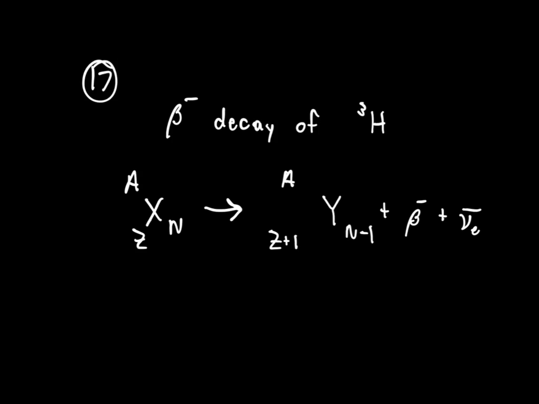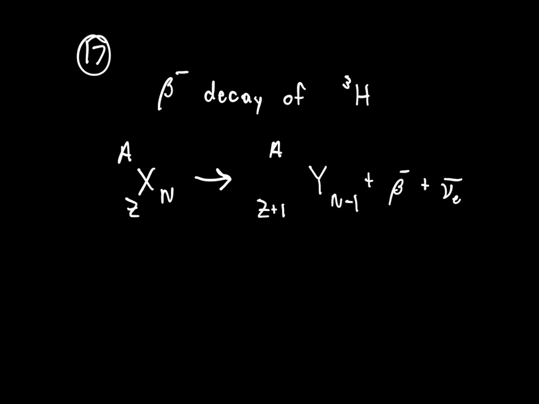So here we have beta decay of H3. So I have H with a 3 up top. That 3 tells me the total number of protons plus neutrons. How many protons are in hydrogen? 1. So how many neutrons are in this version of hydrogen? 2. Because I need 2 plus 1 to give me 3. Z plus N to give me A. Okay, so then I move over.